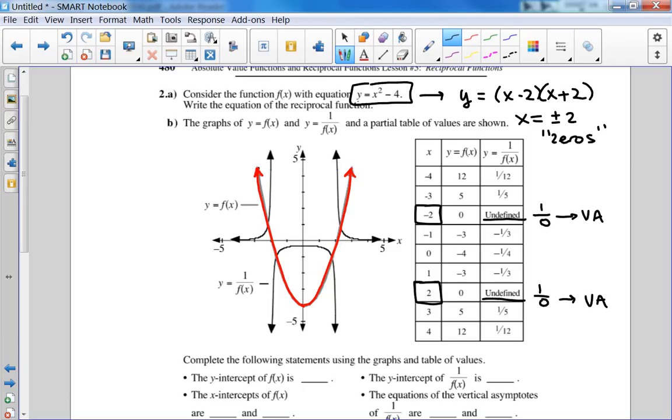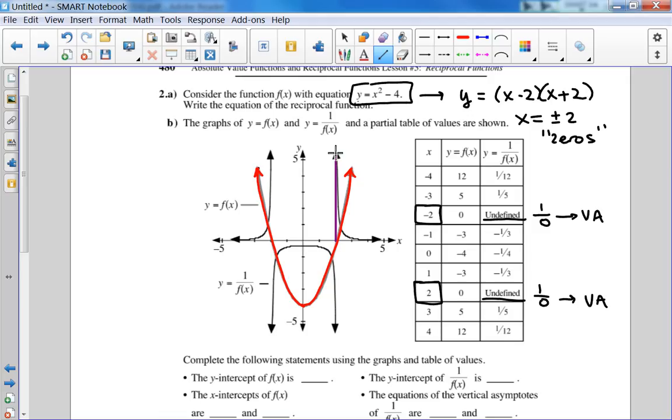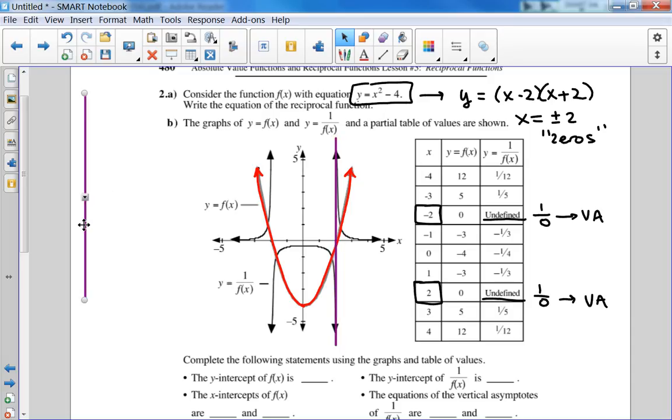So then you would take your straight edge tool, whether it's a bank card or a ruler, and you're going to want to draw those in. I'm just going to use purple or something. So right at, I wish it was dashed. Okay, so there is one of them. Copy and paste. Here's the other one.